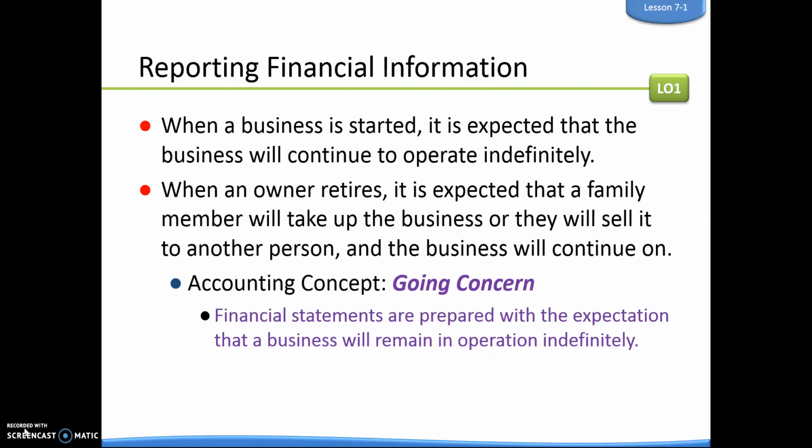Also, when a business is started, it's expected that the business is going to operate indefinitely. Typically, you don't assume that you're going to start a business and then fail. So when an owner retires, usually as a sole proprietorship, it's expected that a family member will take it over, or they might sell the business to another person. But regardless, the business is going to continue on. That's a second accounting concept we haven't talked about yet called going concern. All that means for us when we're making financial statements is that they are prepared with the expectation that the business is going to operate indefinitely. It's not going to just stop after 5 years.